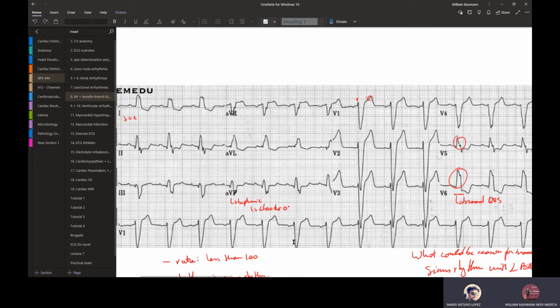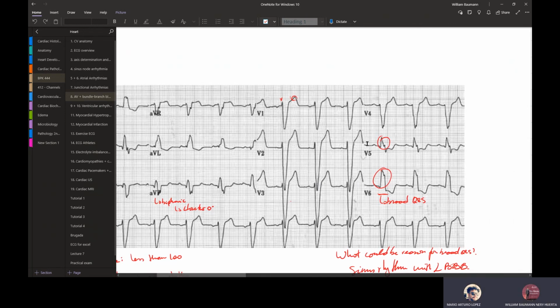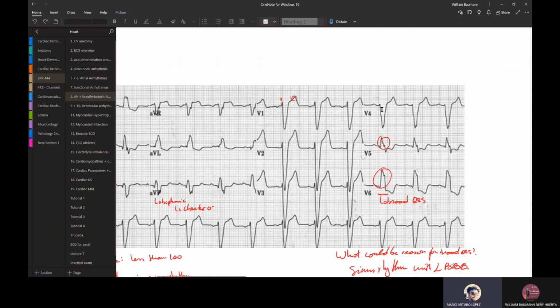Okay. All right. So now go to the lateral leads, chest leads. Sorry. So V1, V2, V3, they don't look to have, well, okay, I mean, for sure I know that V5 and V6 have that little M thing, which means a left bundle branch block.